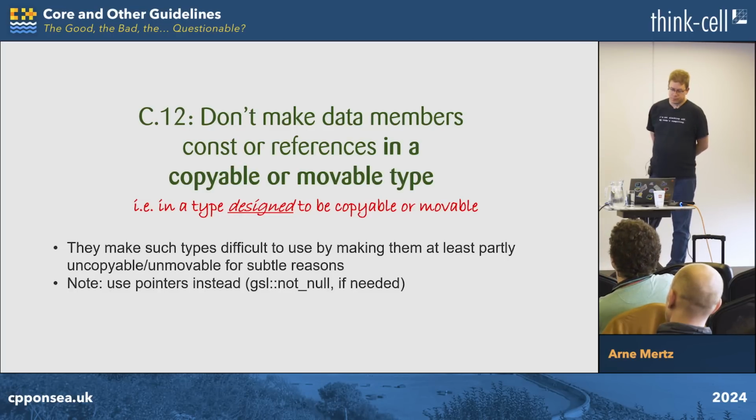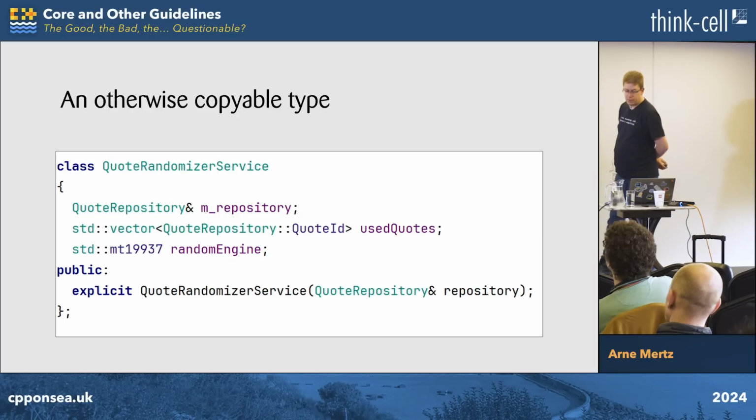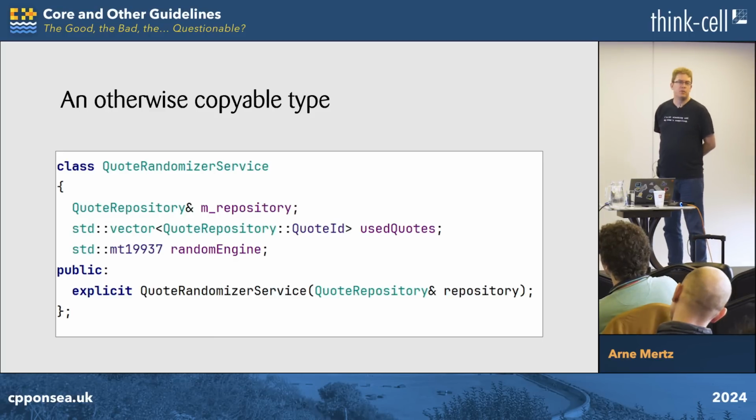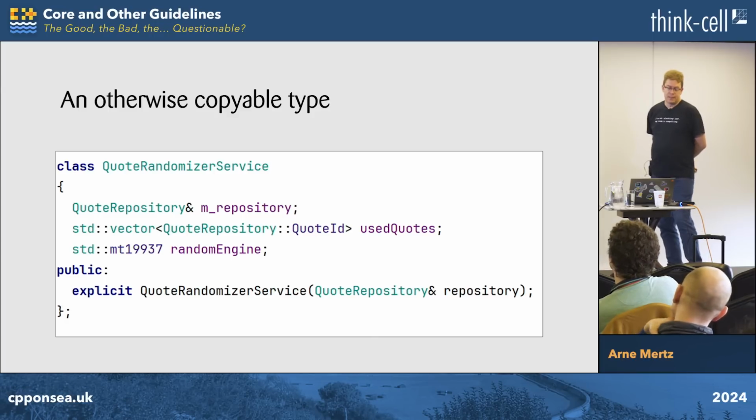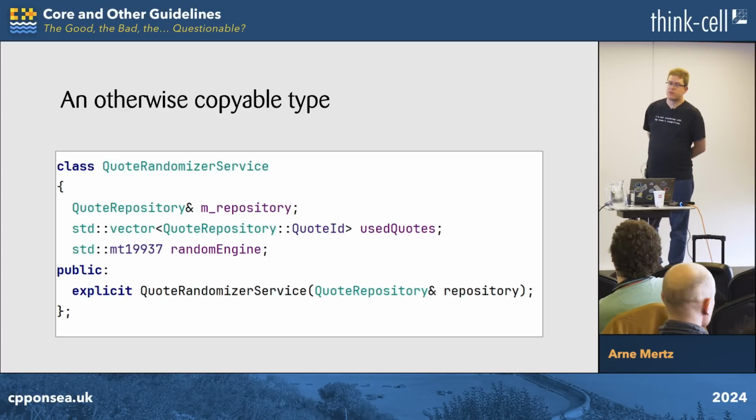I have a quote randomizer service that is almost copyable, almost copyable. It has a standard vector, copyable, movable. It has a randomizer engine, copyable and movable. The only thing that makes it non-copyable is the reference to a repository.